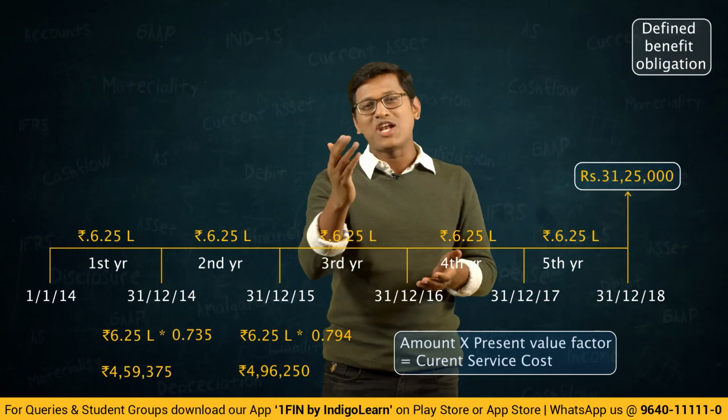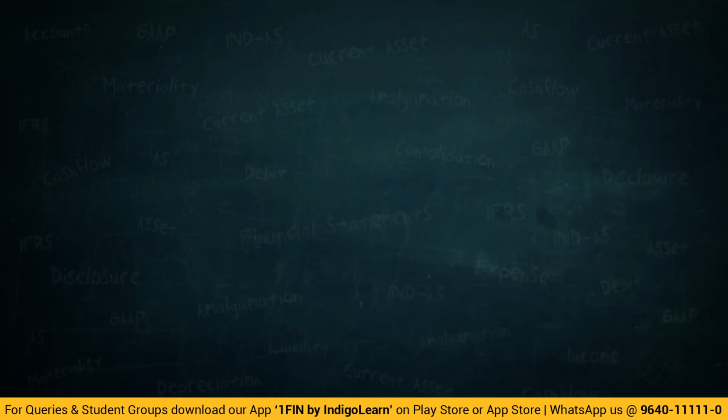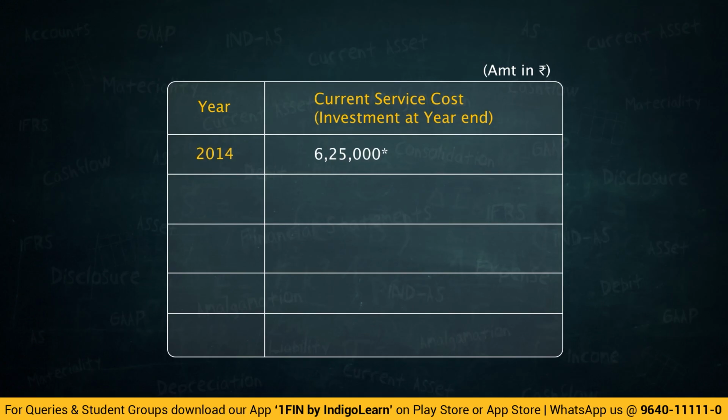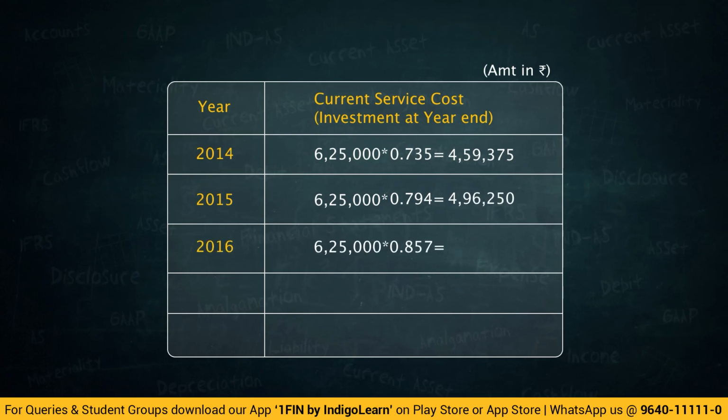Come on, let us do a calculation like this. So at the end of first year, 6,25,000 into, what is the present value factor? 1 by 1.08 to the power of 4. So that is 0.735. So the current cost, current service cost as we call it, is 4,59,375. Then in the second year, 6,25,000 discounted by 3 terms, discounted for 3 years. That will be 4,96,250. Third year, discounted by 2 terms.